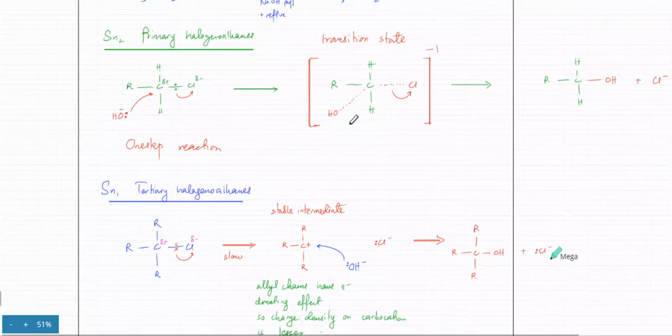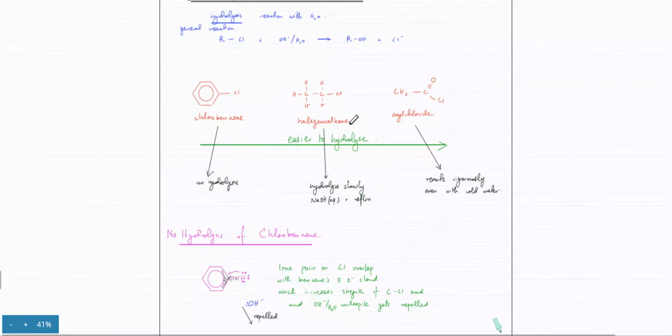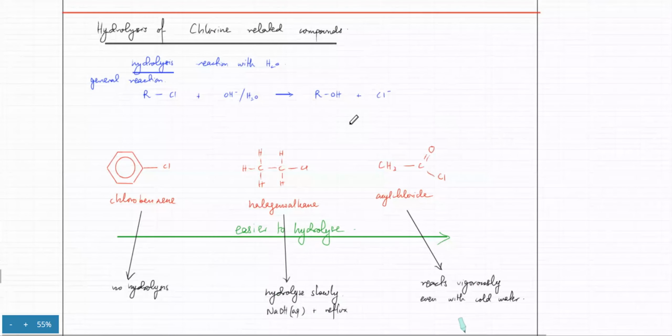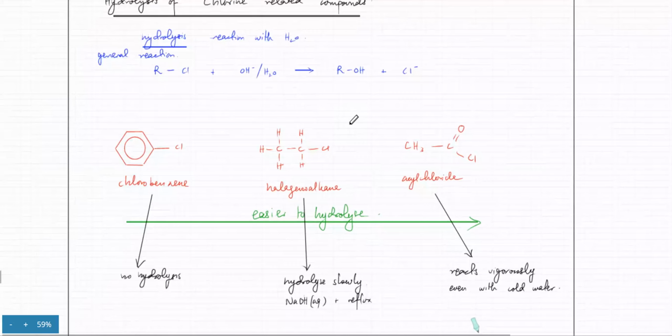Yes. Okay, so I'm just going to repeat what we were doing. We're basically discussing hydrolysis of chlorine related compounds, and there are three chlorine related compounds that we're going to study. One is chlorobenzene, a benzene ring attached with chlorine. The other one is a halogenoalkane, which you have already studied in AS. And this is an acyl chloride, which is C double bond O and Cl. And hydrolysis is the reaction with OH or water.